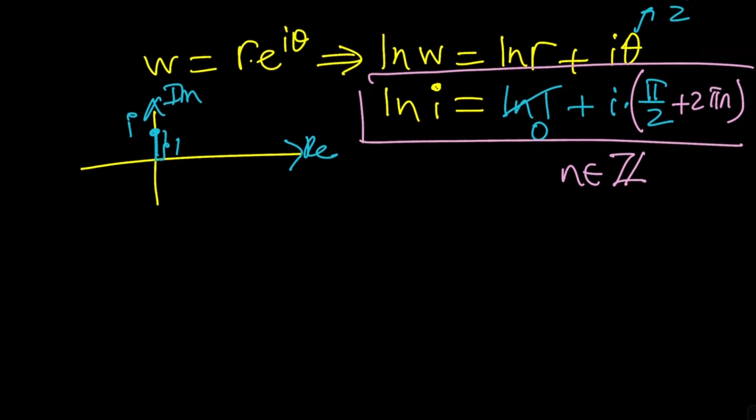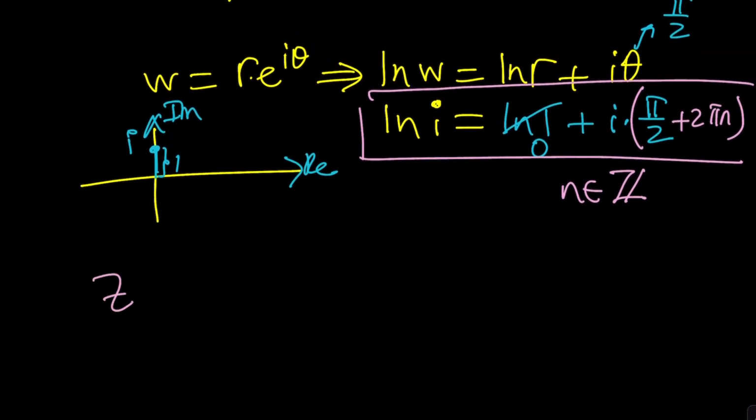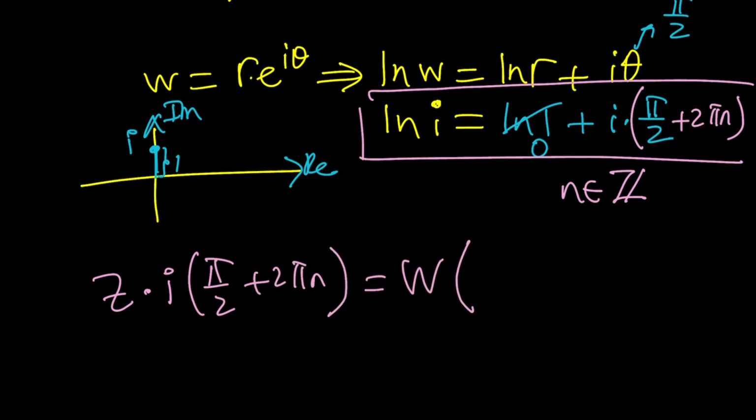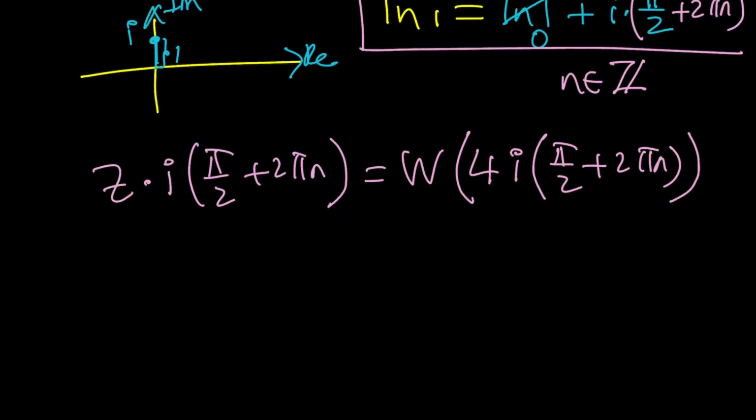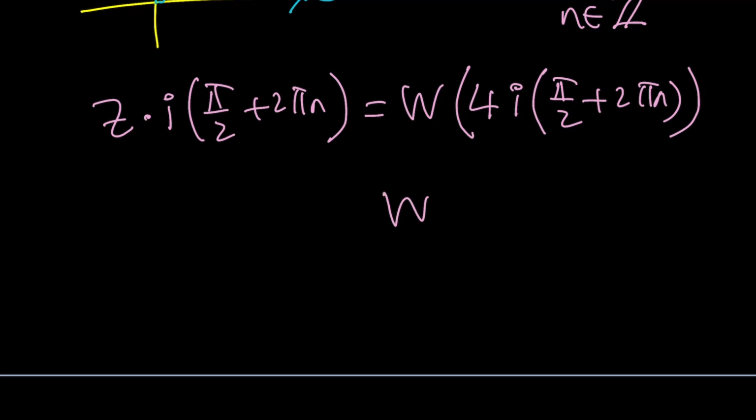So let's go ahead and plug it in. We get z times ln i, which is i times pi over 2 plus 2 pi n. And then this equals Lambert's W of 4 ln i. Again, that will be 4 times i times pi over 2 plus 2 pi n. Again, that's the W of that. Let's go ahead and distribute and simplify a little bit. This is going to be the W of 2i pi plus 8i pi n. Okay, do you like that better?